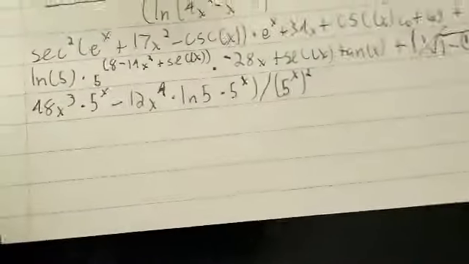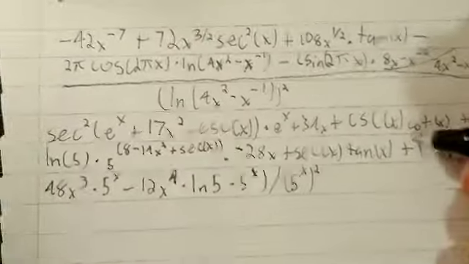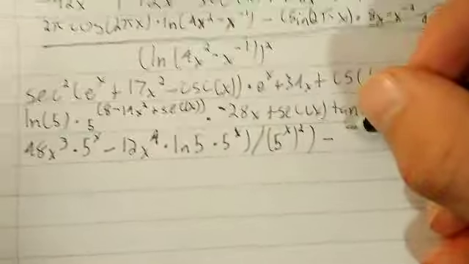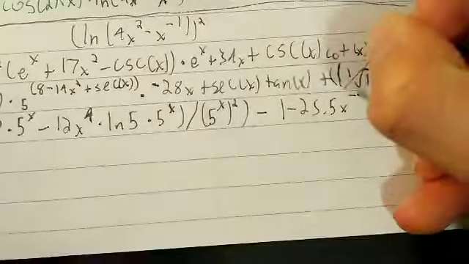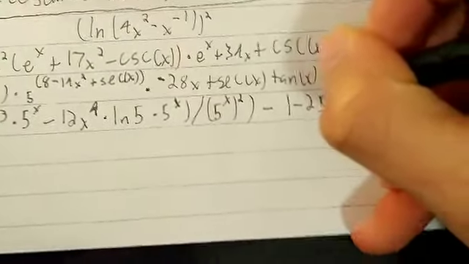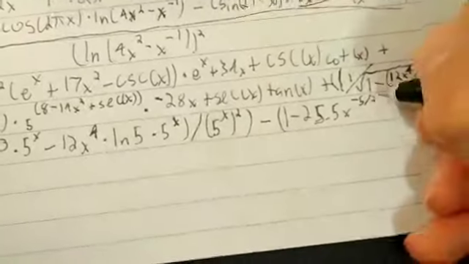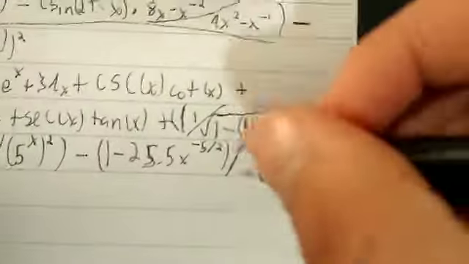So, 2 more left. So, it's all of this here minus 1 plus 25.5x to the negative 5 halves over x plus 17x to the negative 3 halves.